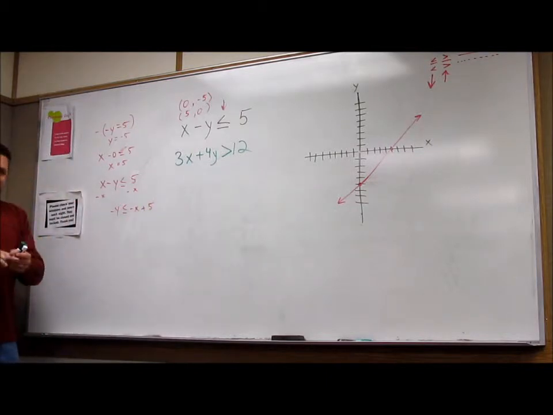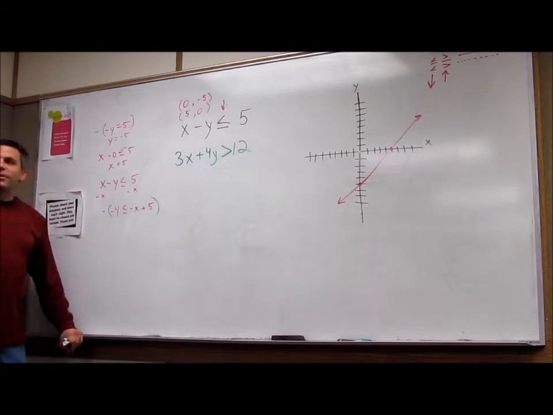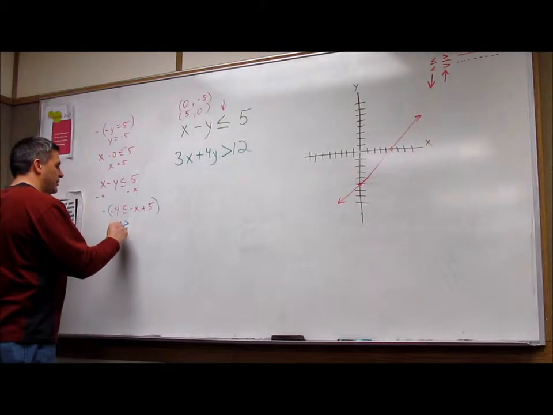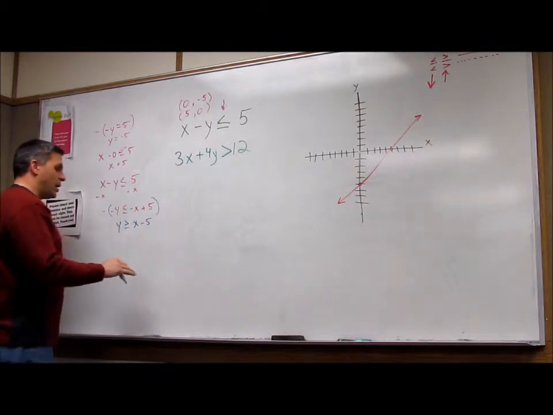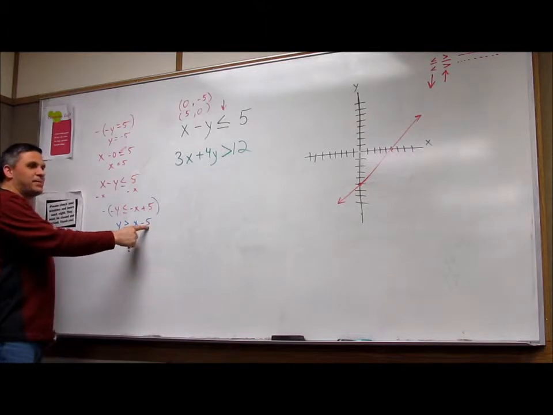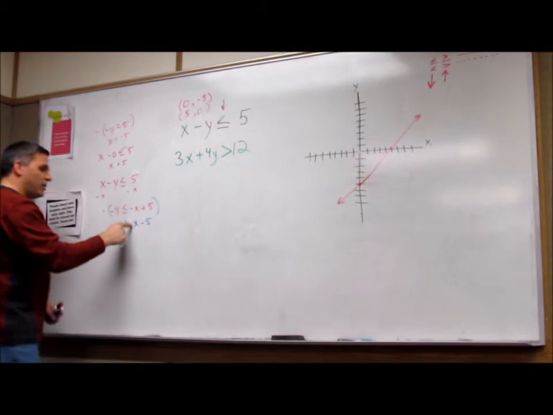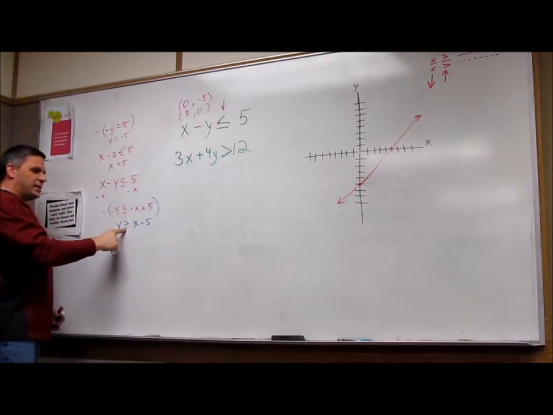But then I have to divide by a negative. We said, or we multiply by a negative. Whichever way, when you do that, you have to flip the sign. So y is greater than or equal to x minus 5. Oh, whoa, look! That's my point of intersection. That's my slope, 1 to 1. And, oh wait, that thing got flipped.